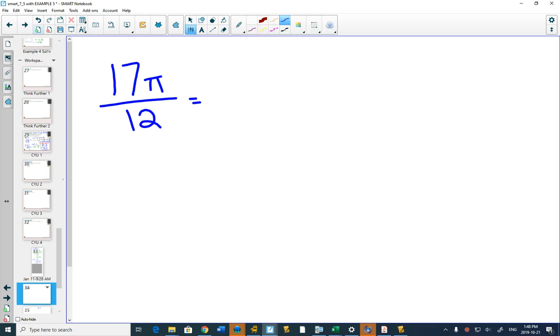okay, is two angles that are on your pi plate or anything coterminal on your pi plate. You can even go 10 times around if you'd like. I might make it more difficult, but you could do that. You have to find two angles that add up to 17 pi over 12.